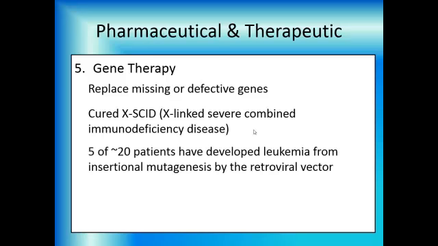Well, the first time that they did it, 5 of the 20 patients developed leukemia from insertional mutagenesis by the retroviral vector. So they shut down the project, cured most of the patients of the leukemia, and then they had to start over. And so far, from what I've been able to see in the literature, we've been able to take care of this insertional mutagenesis so that it doesn't happen anymore.